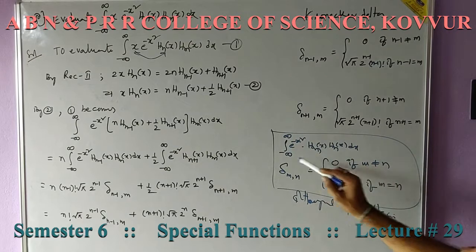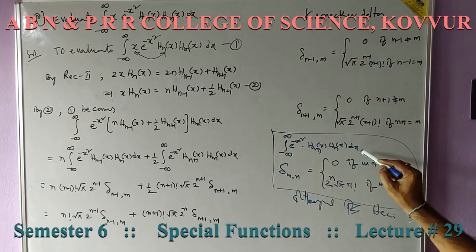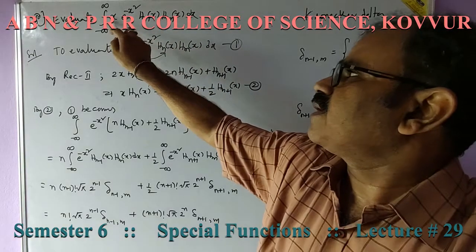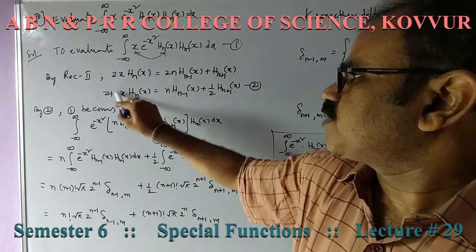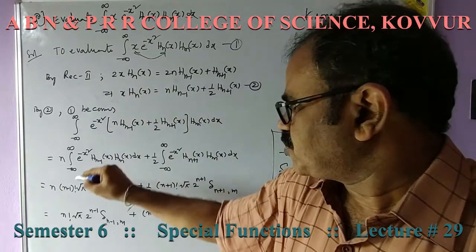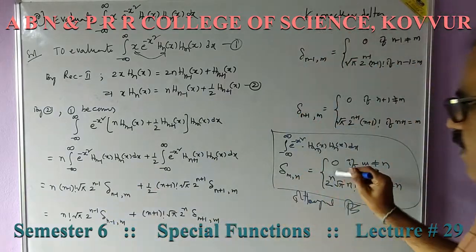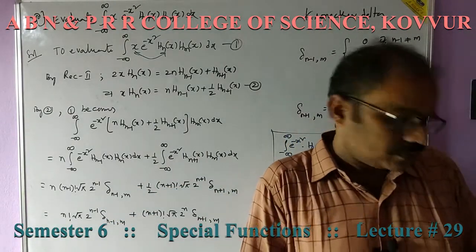In orthogonal properties, the integral from minus infinity to plus infinity of e^(-x²) Hm(x) Hn(x) dx. Here you have an additional x. Therefore, by using recurrence, we replaced x Hn(x) with this. The integral is split into two parts, and we have applied the orthogonal properties again.